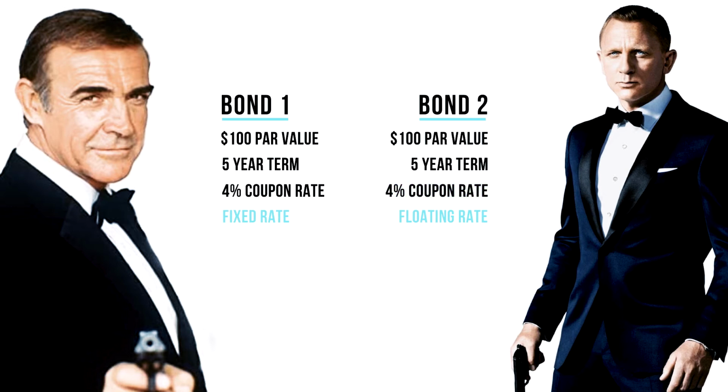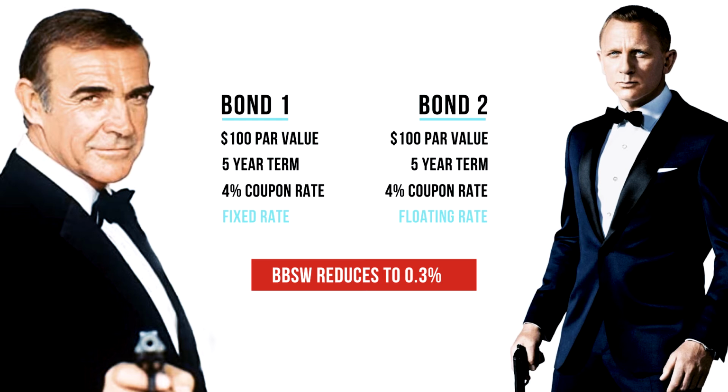If interest rates fall and the bank bill swap rate dropped to 0.3% as an example, the fixed rate bond would continue paying you a coupon rate of 4%. The floating rate bond, on the other hand, would adjust its coupon rate to 3.8%, which would be 0.3%, the bank bill swap rate, plus the 3.5% margin.